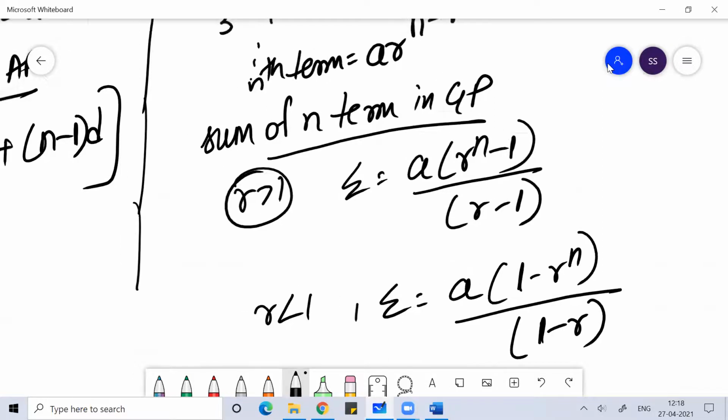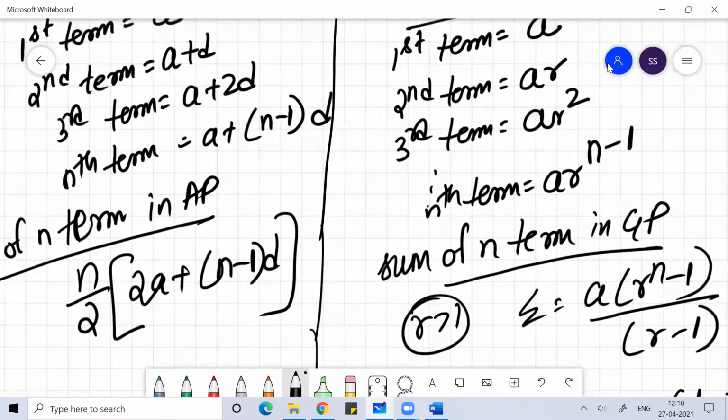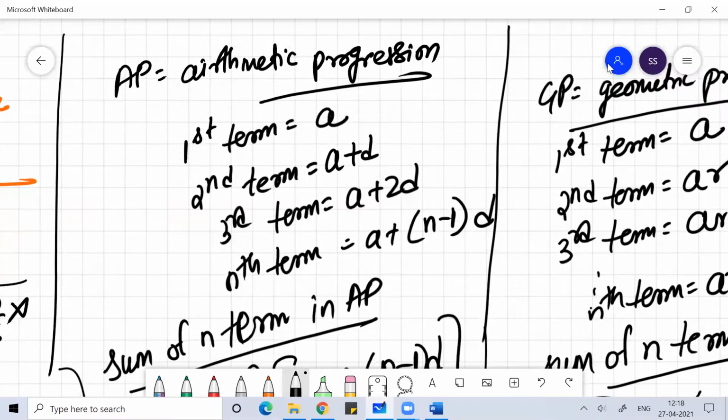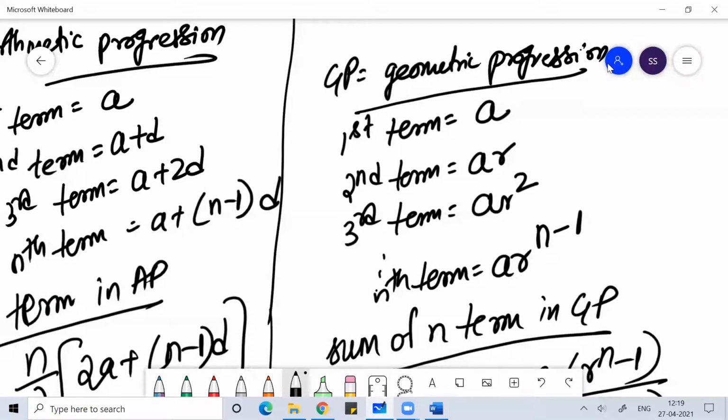Remember the formula for the sum of n terms in AP, the sum of n terms in GP, and the nth term formula in the case of AP and in the case of GP.